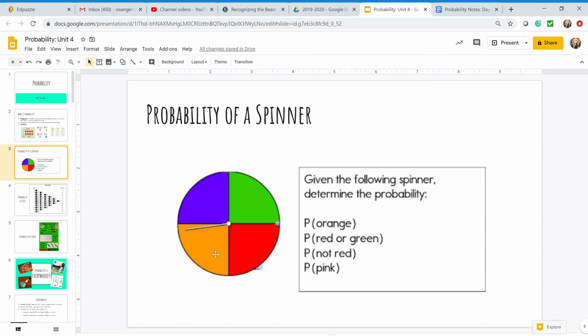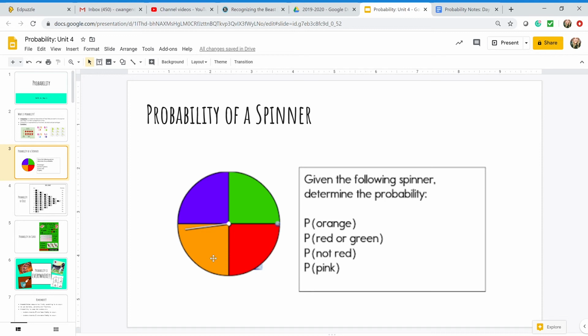Now, if we were looking at the probability of red or green, well, red and green right here, right? And that's about half of the spinner. So half, right? 50% or 0.5. That's the probability of it landing on red or green. And how about the probability of orange? Kind of like when we were doing things backwards with red representing 25%, orange represents 25%, right? And to be honest, every color represents 25% or 0.25 as a decimal, right?